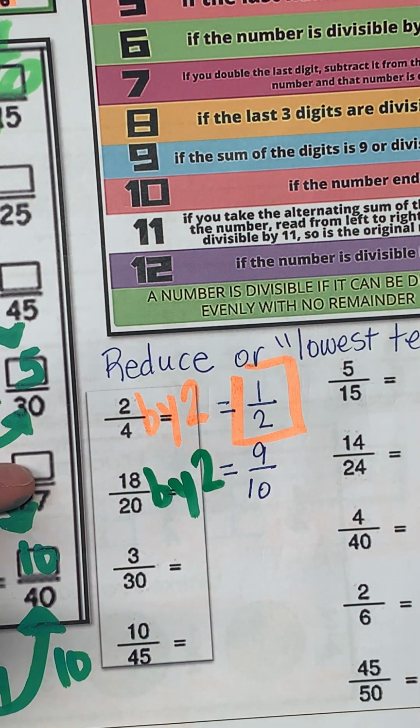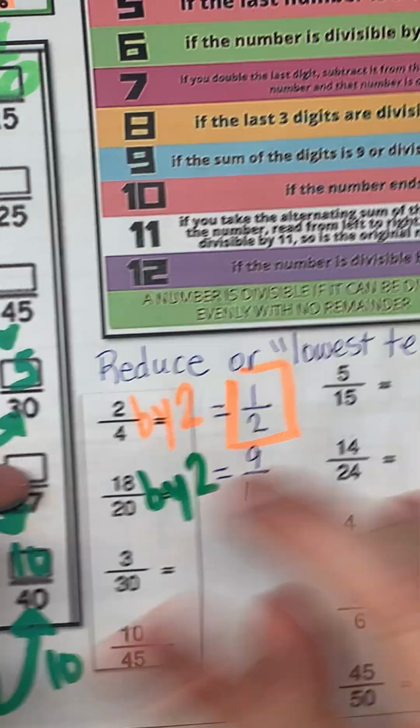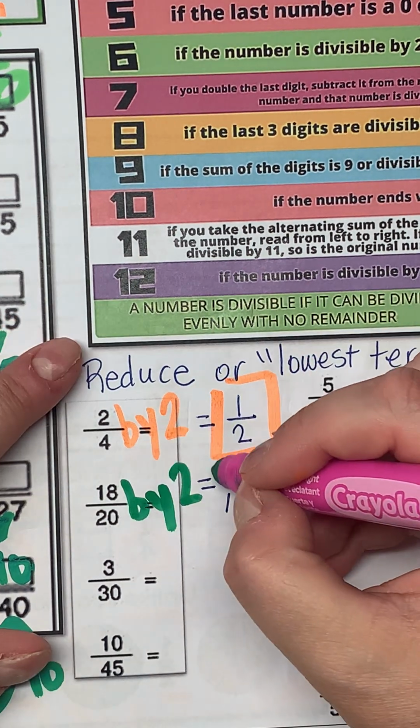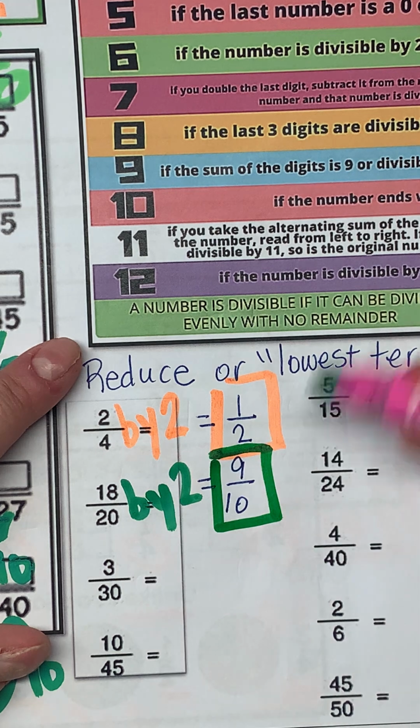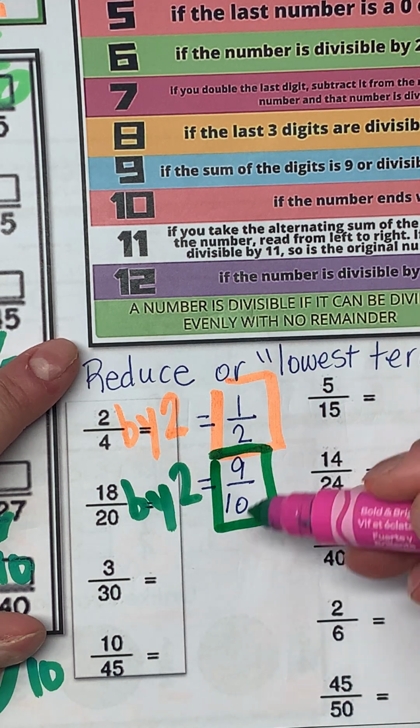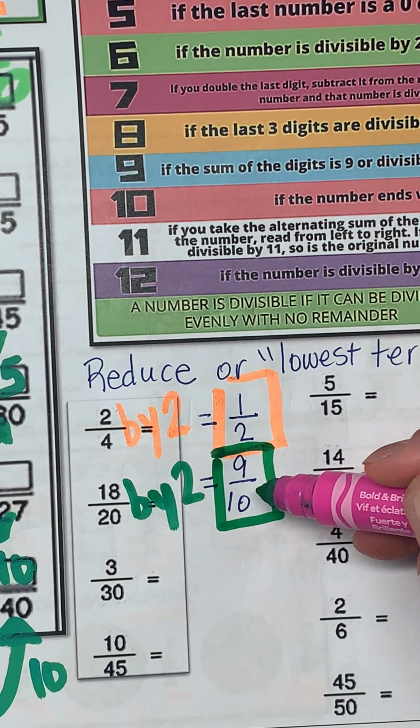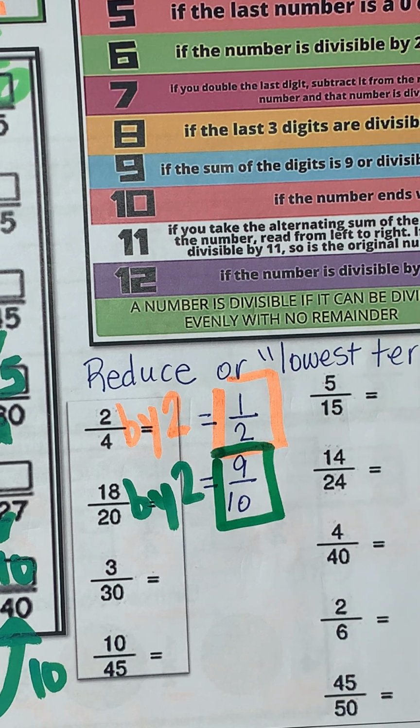Okay, let's see if you can divide by anything else. And you cannot, because the only thing that divides into 9 is a bunch of 3s. The only thing that divides into 10 is like 5s and 2s. So we can't go any further on that one.